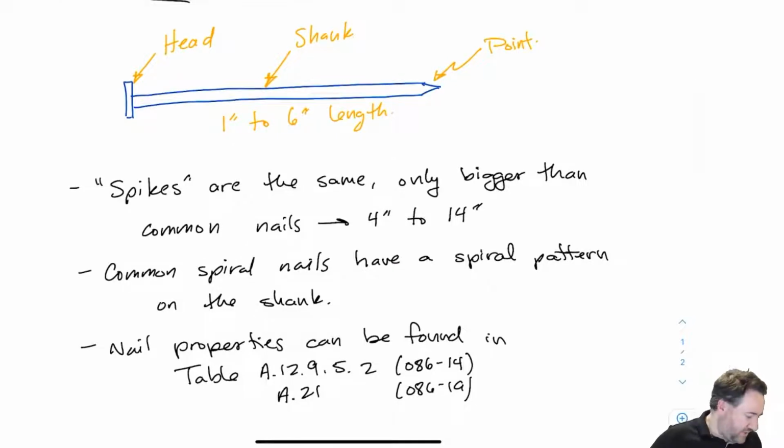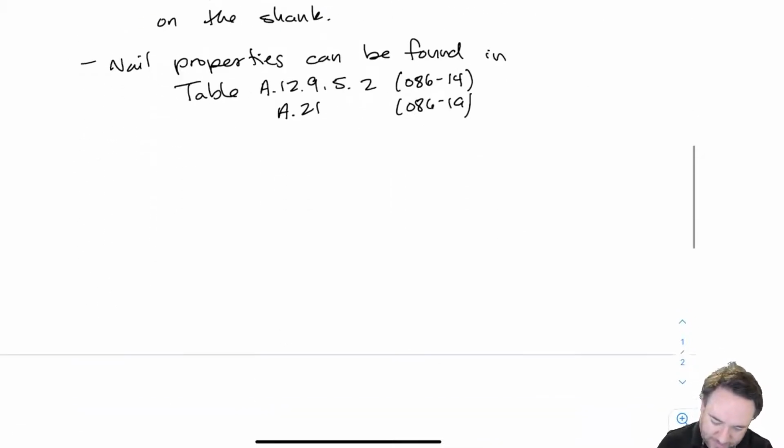So the tables are provided there so that you know where to find them in the future. Okay, so let's look at a nailed connection, what it looks like, and how do I define all of the geometry of my nailed connection.